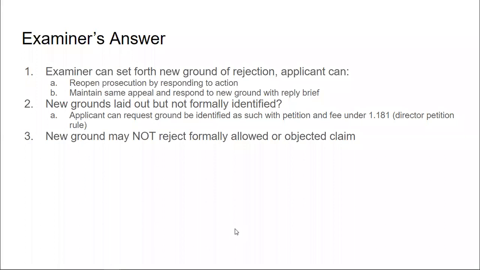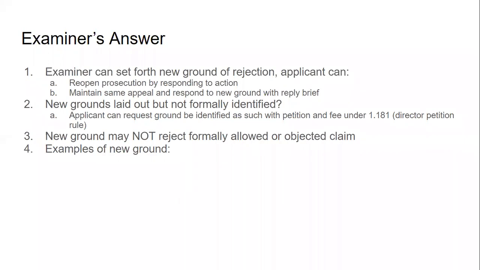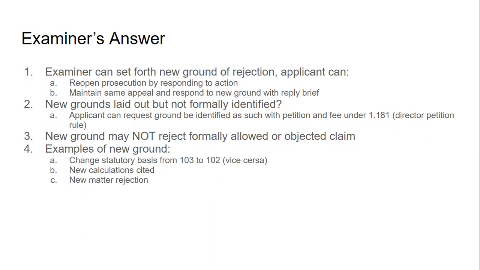So that new ground cannot reject that formally allowed or objected claim. Some examples of new ground are changing the statutory basis from 103 to 102 with new references. And I apologize, this will say vice versa. So when you're changing that statutory basis, that's okay if it's with the same references, but if new references are used, then that's kind of unfair to the applicant, and so that would be an example of a new ground.